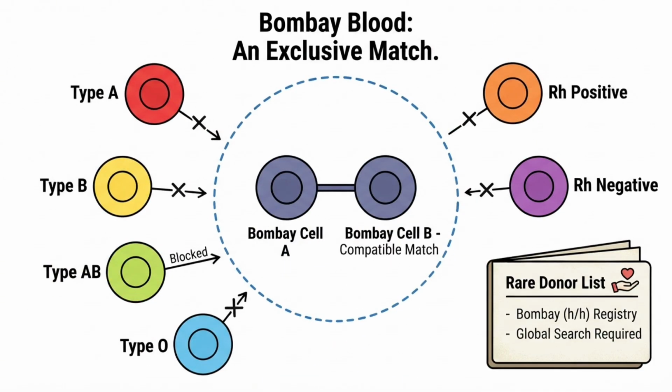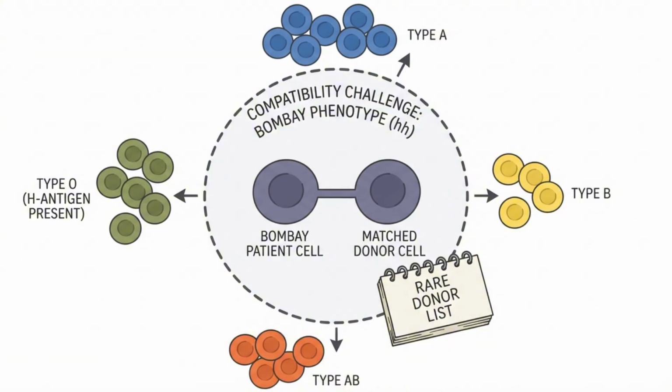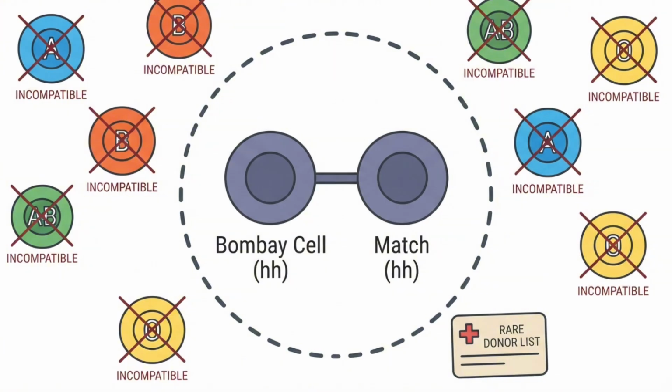The real-world anchor is the serious logistical challenge it creates in emergencies, since patients with this type often have to rely on rare donor registries or even banked units of their own blood collected in advance.